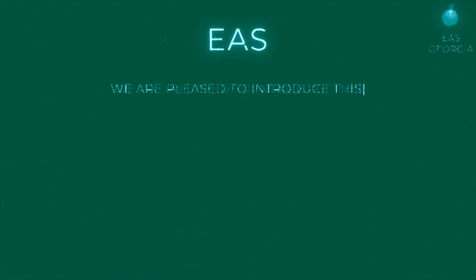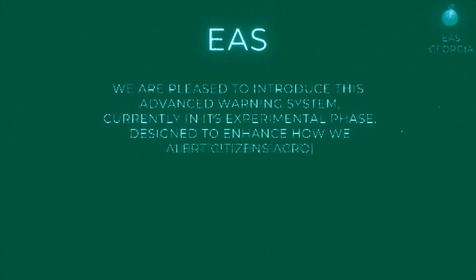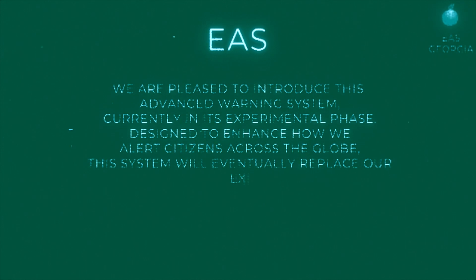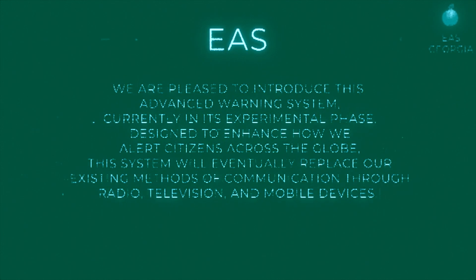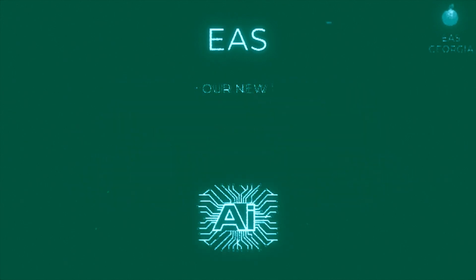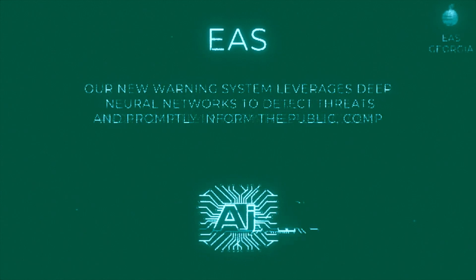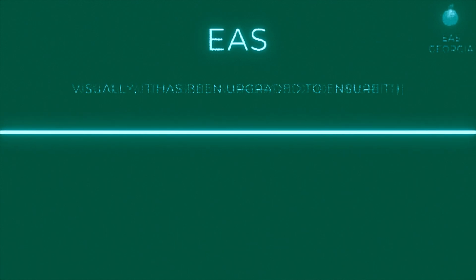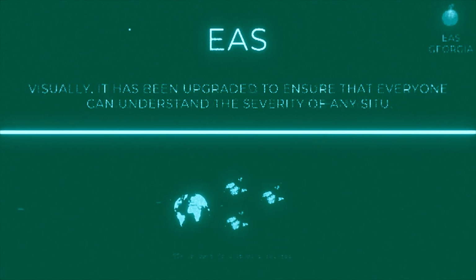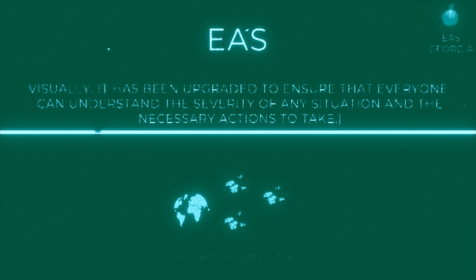We are pleased to introduce this advanced warning system, currently in its experimental phase. Designed to enhance how we alert citizens across the globe, this system will eventually replace our existing methods of communication through radio, television, and mobile devices. Our new warning system leverages deep neural networks to detect threats and promptly inform the public, complete with pre-prepared instructions. Visually, it has been upgraded to ensure that everyone can understand the severity of any situation and the necessary actions to take. These enhancements mark a significant step forward in our commitment to keeping citizens prepared.